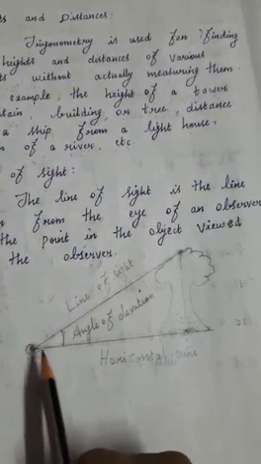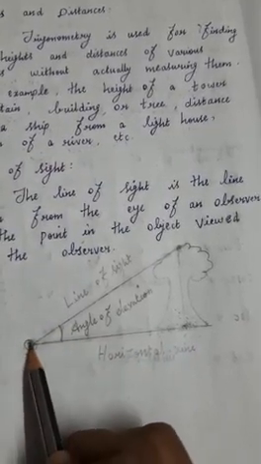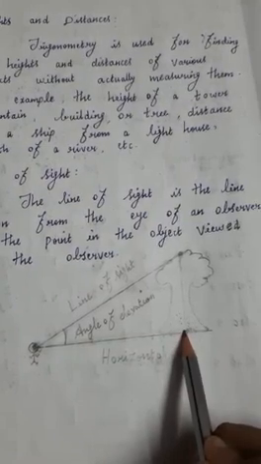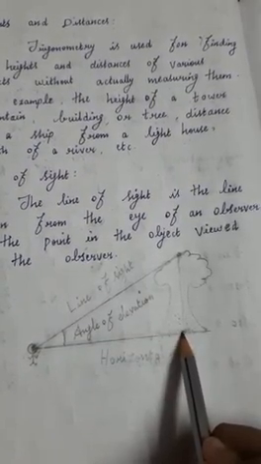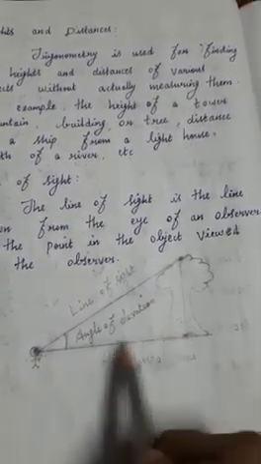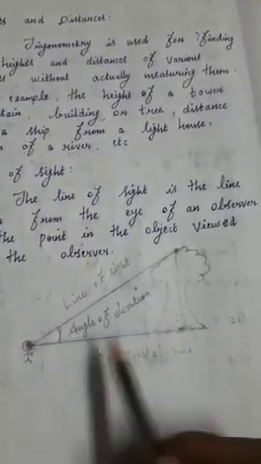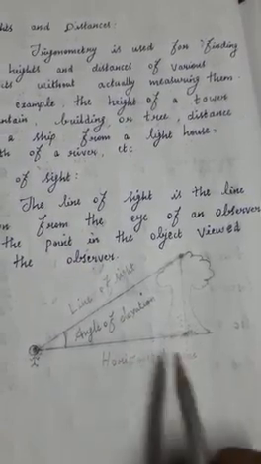So line of sight means the line from the eye of the observer to the point where he is looking, looking straight at it. This line is called the line of sight, but since this line is parallel to the surface, it is called the horizontal line.